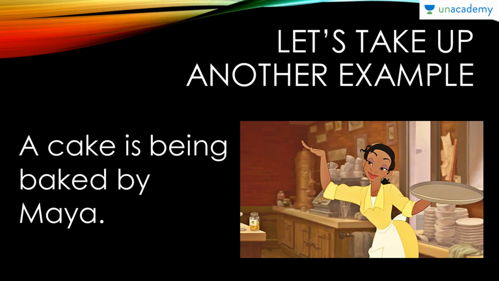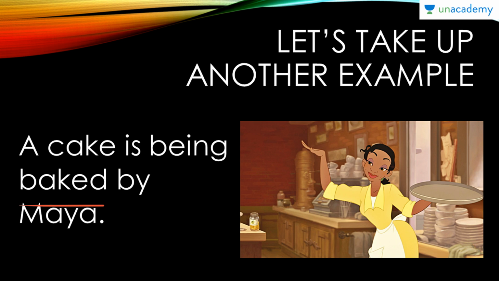So let's go to our next example. A cake is being baked by Maya. First let's figure out, is being baked by Maya. A cake is being baked by Maya. Is being baked, please take that into your consideration. It is in continuous tense. Present continuous tense to be particular. A cake is being baked by Maya.